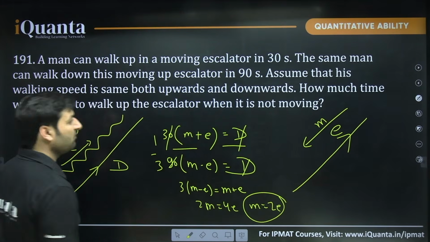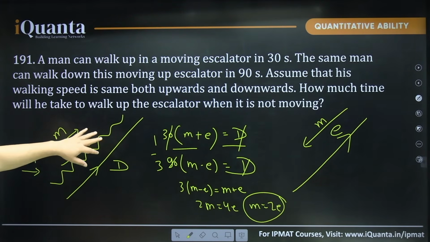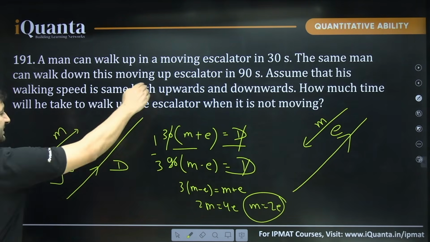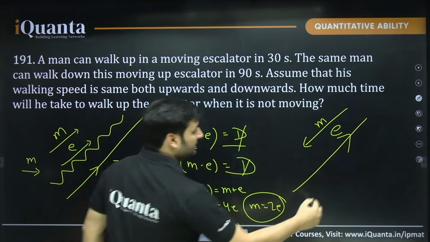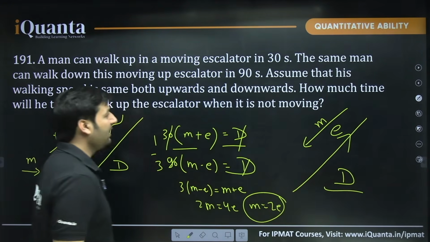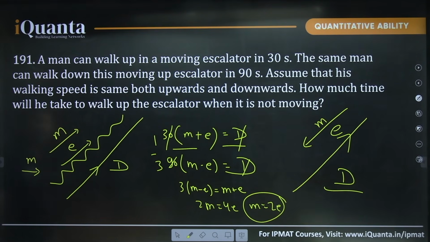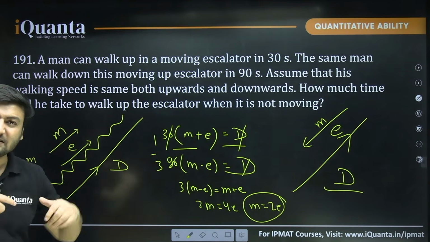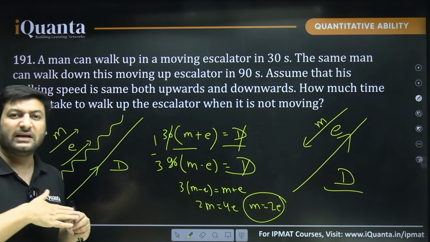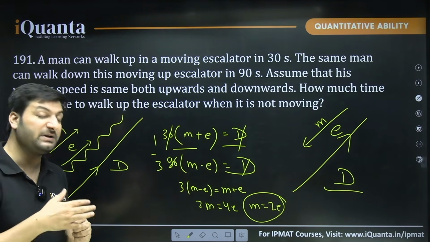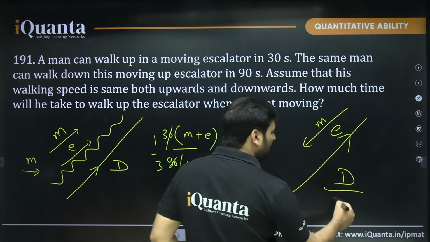What does the question want? How much time will he take to walk up the escalator when it is not moving? Walk up the escalator not moving, so the speed of the escalator is 0. Now he has to cover distance d. Distance d has to be covered. So if the escalator is not moving, the man has to travel with his speed only, that is m. So we have to calculate the value of d by m.